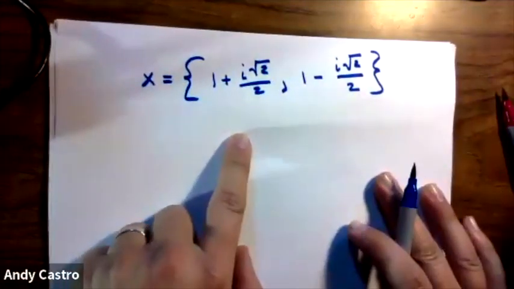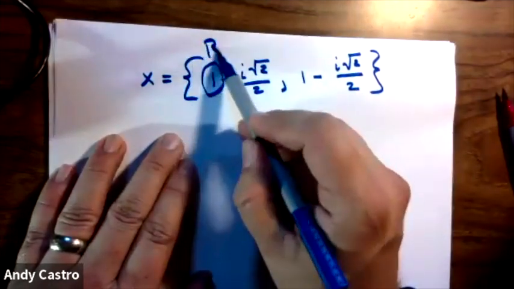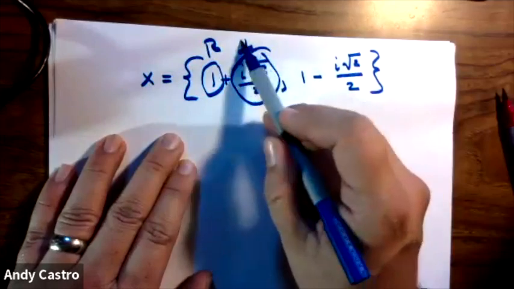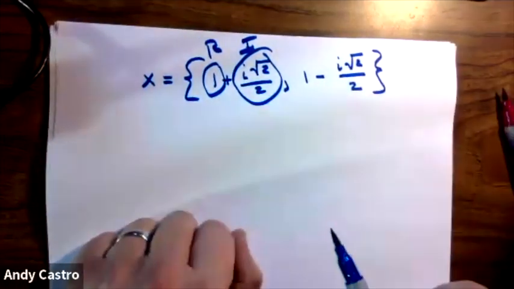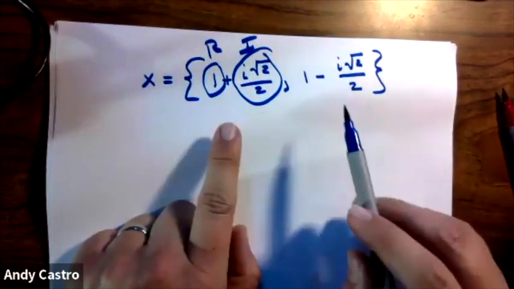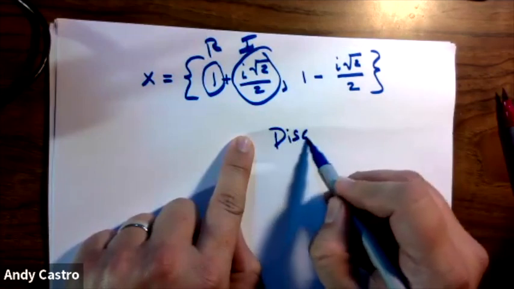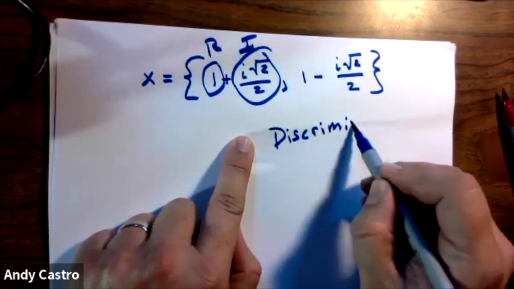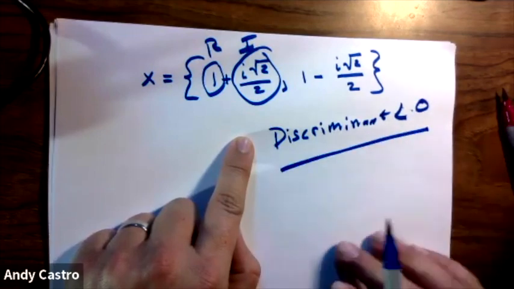Now, this is an imaginary number. This is what's called your real part, and this is what's called your imaginary part. Okay, I have two imaginary numbers. That's why it says two imaginary solutions, because the discriminant was less than 0. Okay.